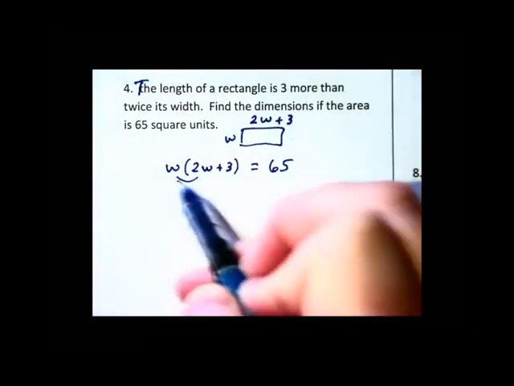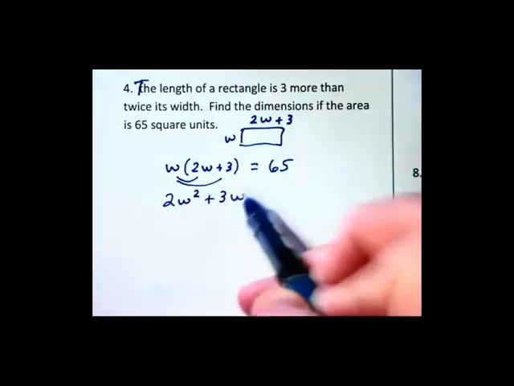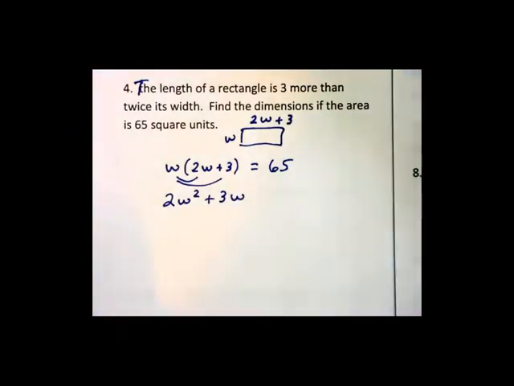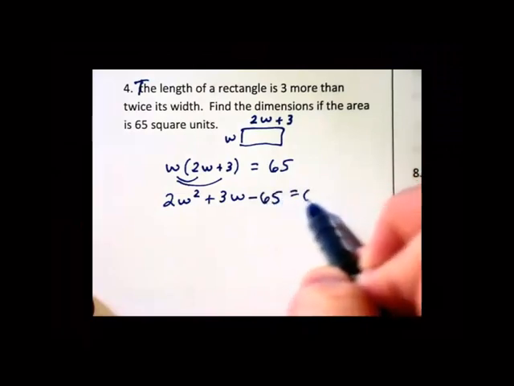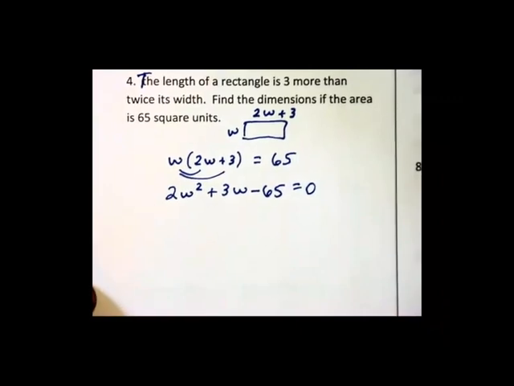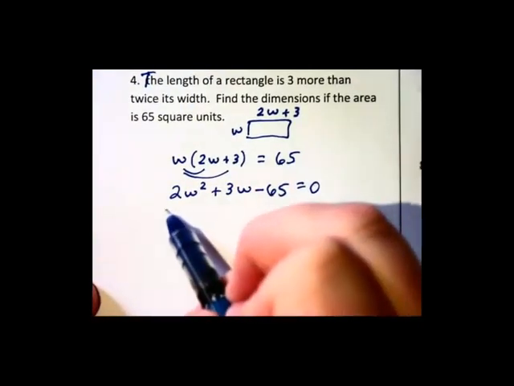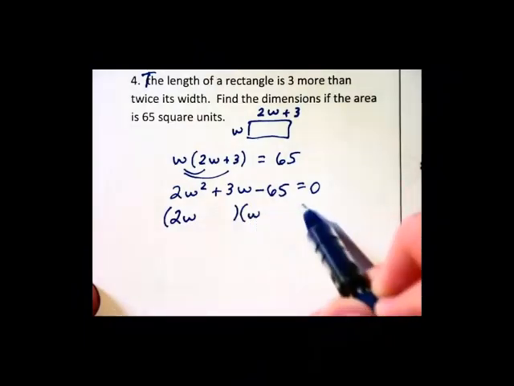So distributing on the left, we're going to have 2w squared plus 3w. And again, since this is a quadratic equation, I'm going to subtract the 65 in order to set this equal to 0. Usually word problems are factorable, so in this case I'm going to just go straight to it. 2w in one parentheses, w in the other.